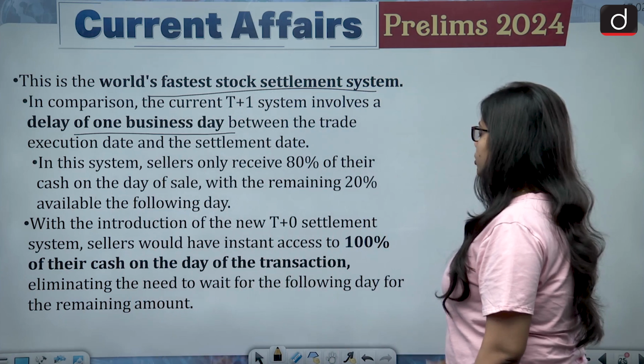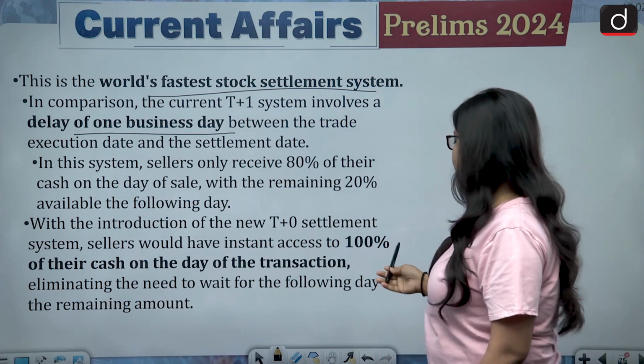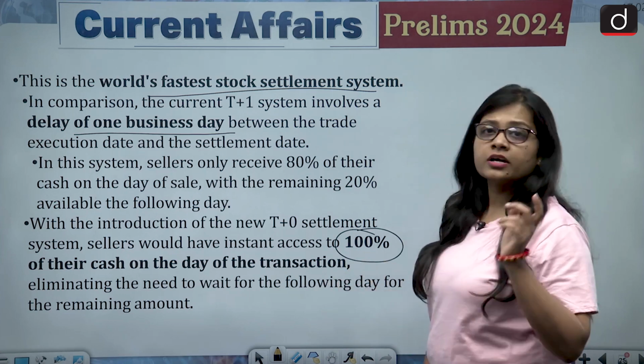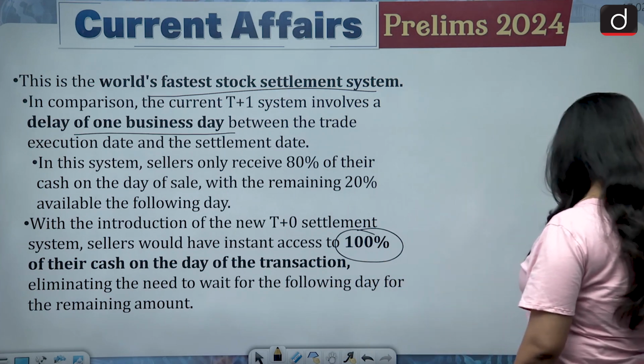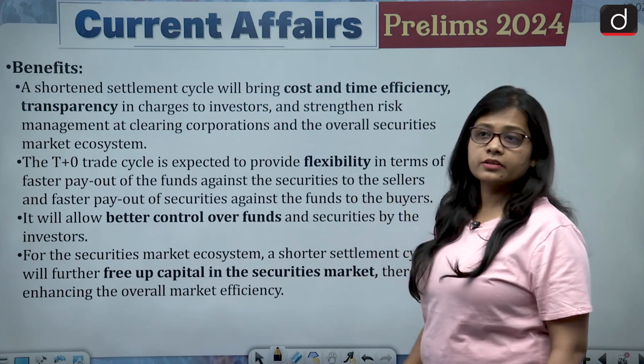With the introduction of the new T+0 settlement system, sellers would have instant access to 100% of their cash on the day of the transaction. So same day things will be settled. So the period that a person was waiting need not be there.